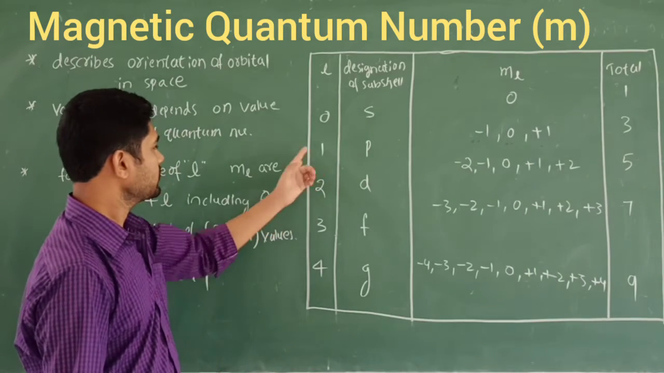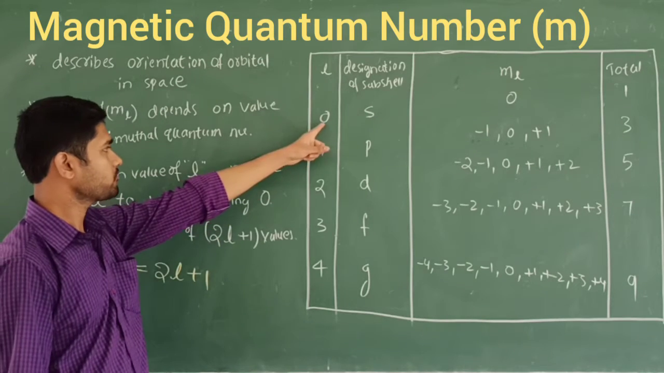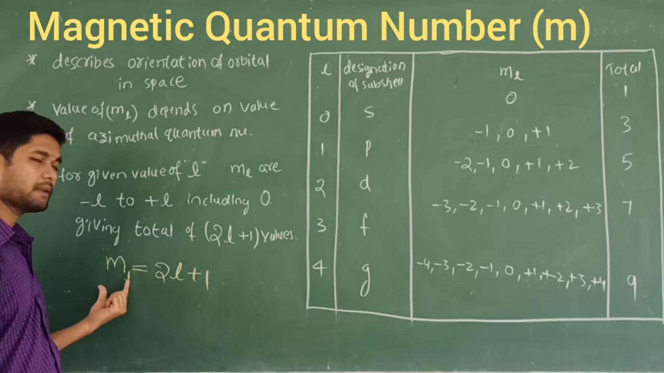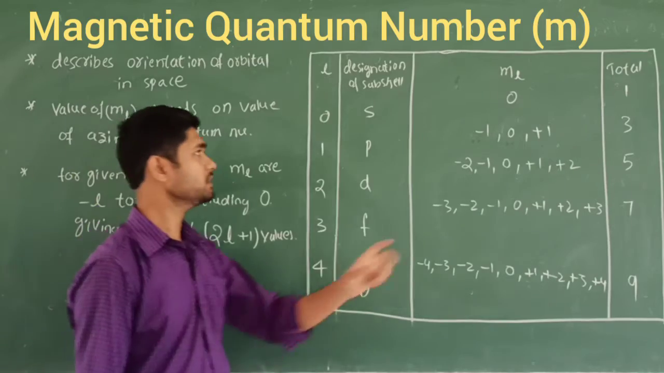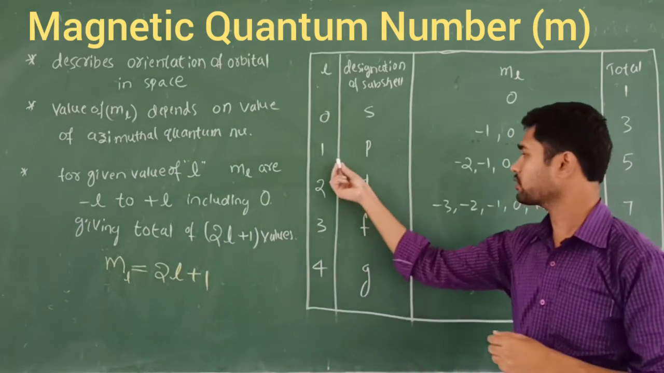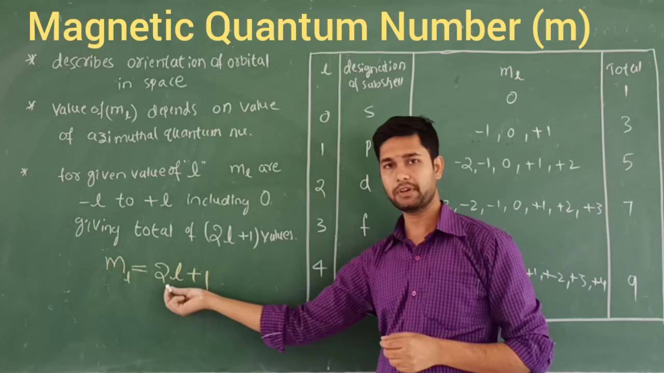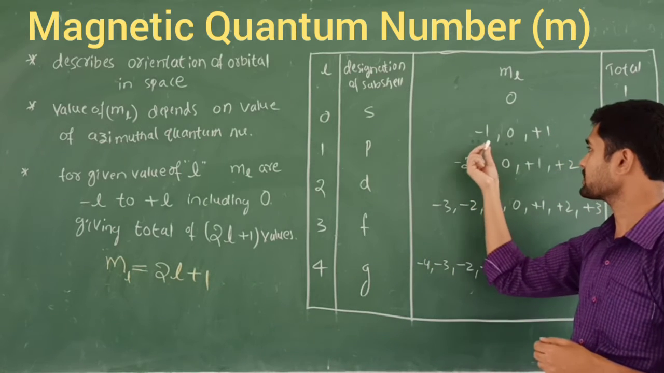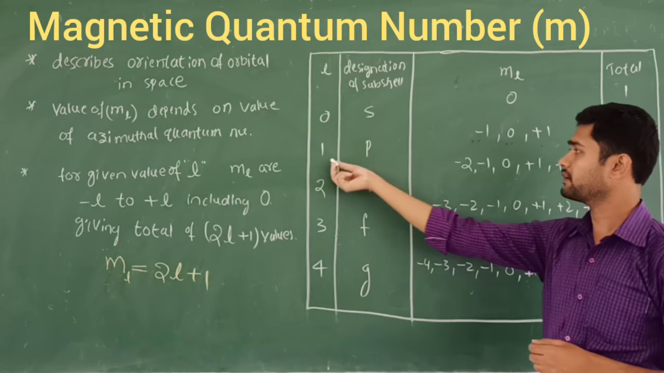Let us discuss here. If we substitute the value of L equal to 0 in this formula, what will the magnetic quantum number be? Only 1 value will be there, that is 0. So the total is 1. Then L equal to 1: 2 into 1 plus 1 is 3, so 3 values will be there, from minus 1 to plus 1 including 0. L equal to 1 is the p subshell.